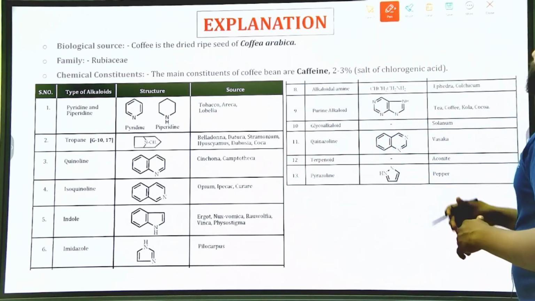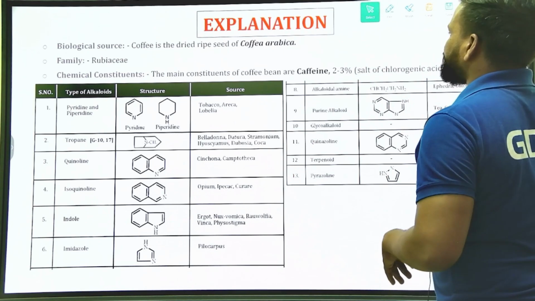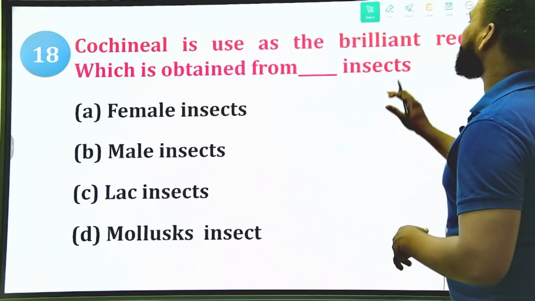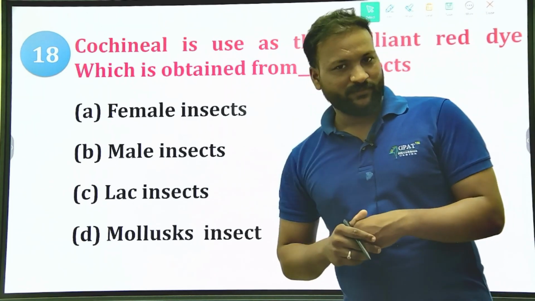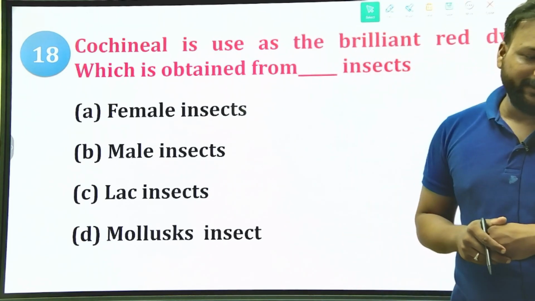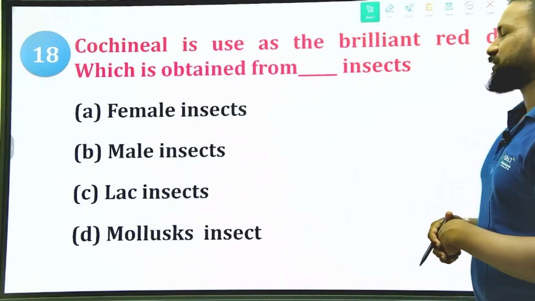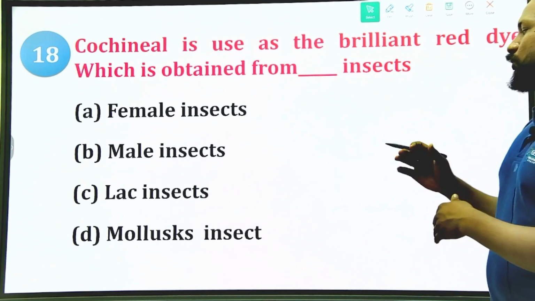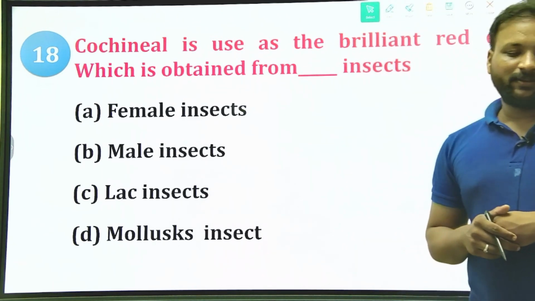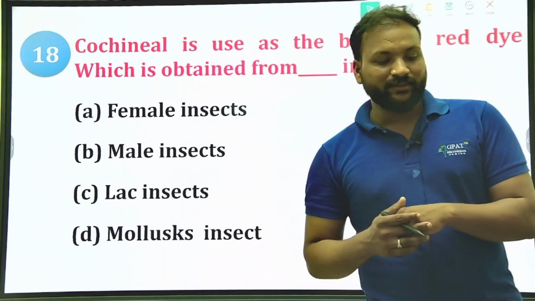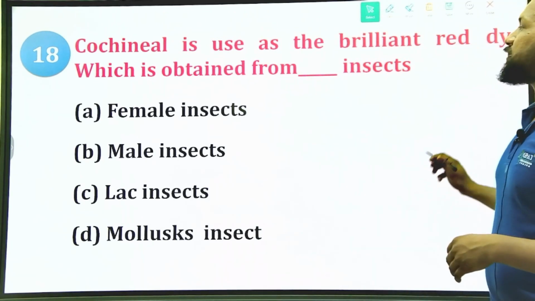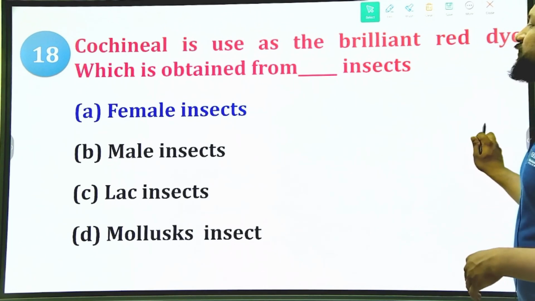That's very important. Next, the cochineal is used as a brilliant red dye, which is obtained from which insects? Either female insects, male insects, lac insects, or mollusk insects. This is proof that we get drugs from animal sources as well as insects. So what is the right answer? It is obtained from the female insects.